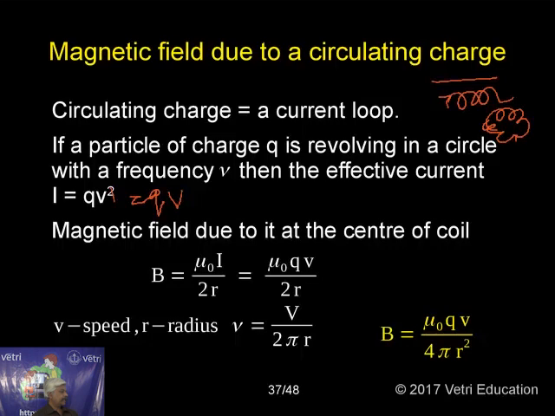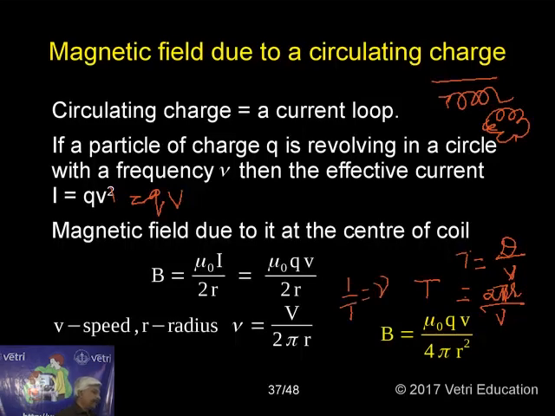Nu is the frequency, and we know the time period. Velocity is equal to distance by time, therefore time is equal to displacement by velocity. So for one revolution, the total distance traveled is 2 pi r, and the time period is 2 pi r by v. But 1 by T is called frequency. That is nu, therefore v by 2 pi r. Therefore, B is equal to mu naught q v by 4 pi r square.